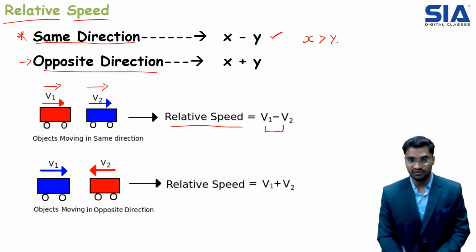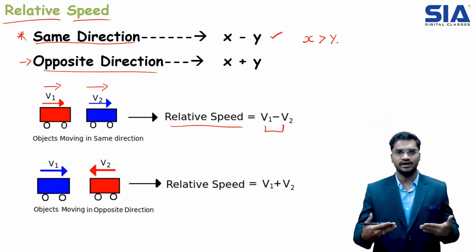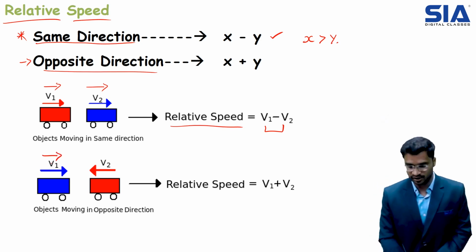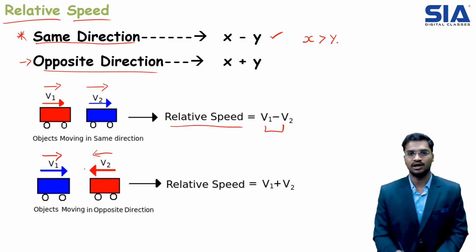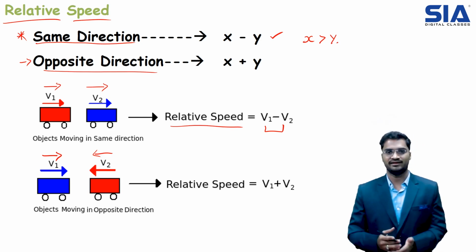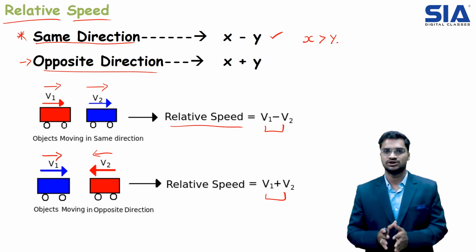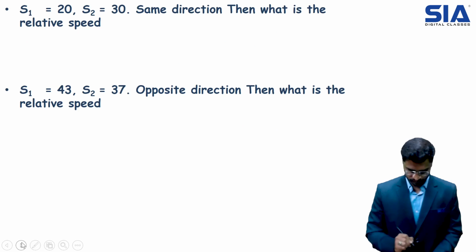Here both of these cars or trains are coming towards each other, going in opposite directions. This car is going to the right and this one is coming to the left. So this is opposite direction, and we have to add them. So v1 plus v2 is done. So v1 plus v2 is the relative speed. Okay. Now let us see.